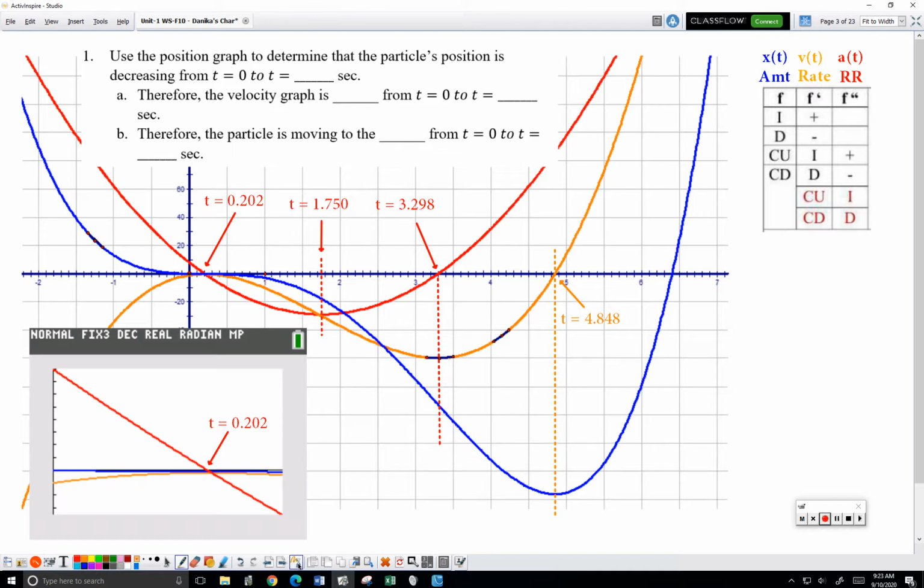It says, use the position graph to determine that the particle's position is decreasing from time equals 0 until what time? This is not meant to be a hard question, but I think you learn far better if you're doing the thinking rather than just listening. So I think it's an easy question, but talk if you'd like. Raise your hand and tell me, what should I write here? What goes in this blank right here? Talk to each other, raise your hand.